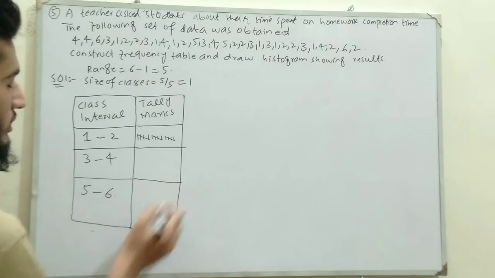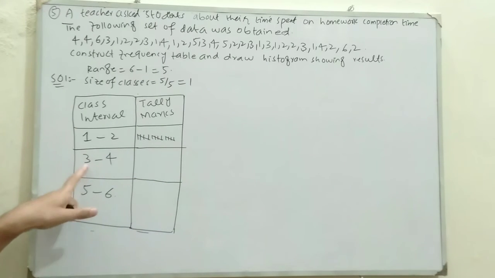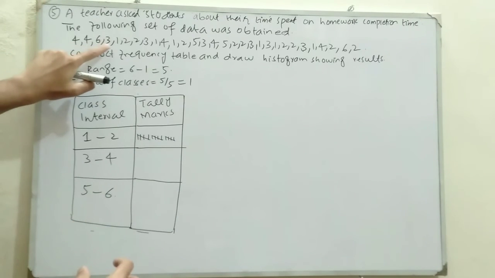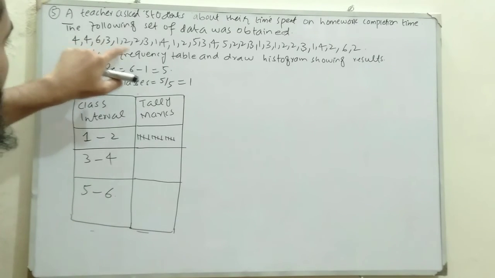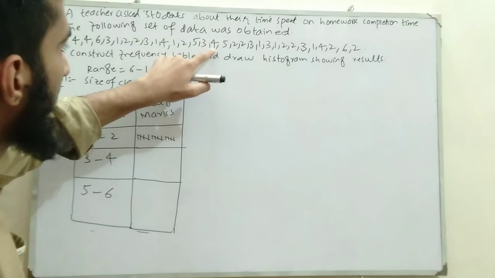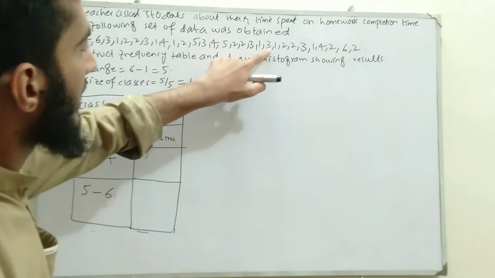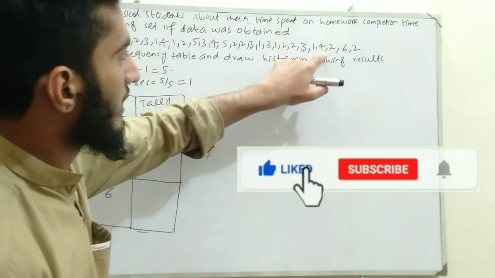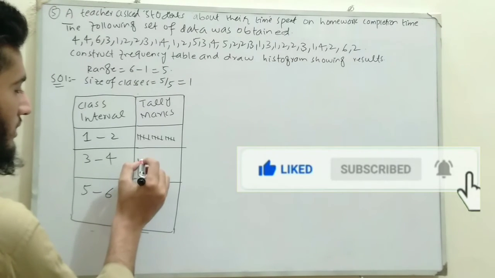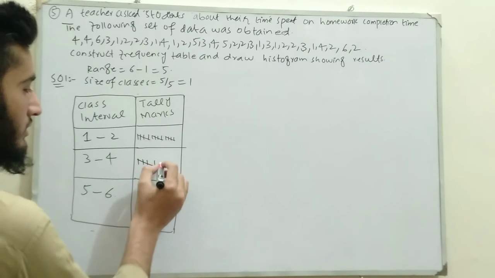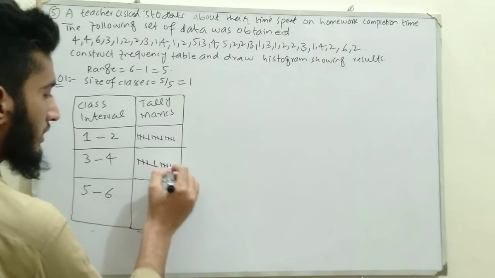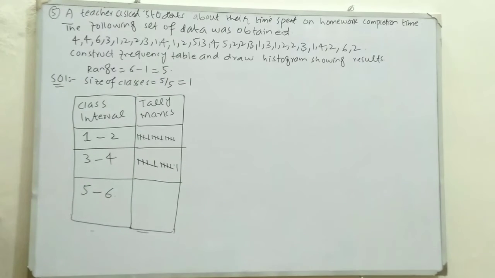Now I am going to find tally marks for 3 and 4. So 1, 2, 3, 4, 5, 6, 7, 8, 9, 10, 11. So we have 11 tally marks for 3 and 4.